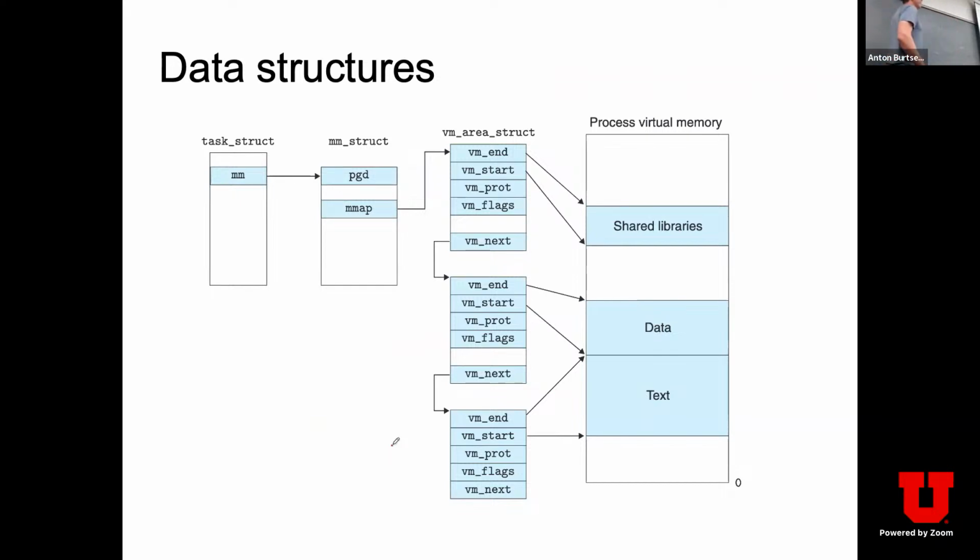What happens when we want to load a new shared library? We increase the virtual memory area for shared libraries, allocating extra space for them. I think actually what will happen is that if you want to load a new shared library, you will actually allocate a new VM area.